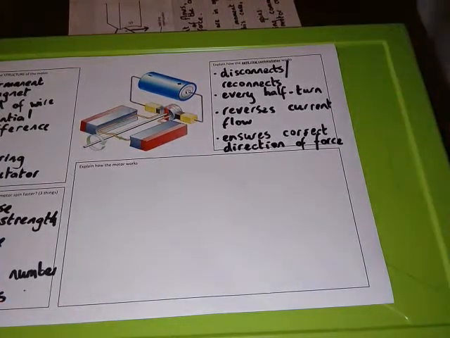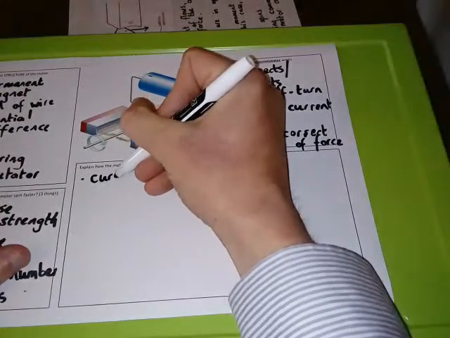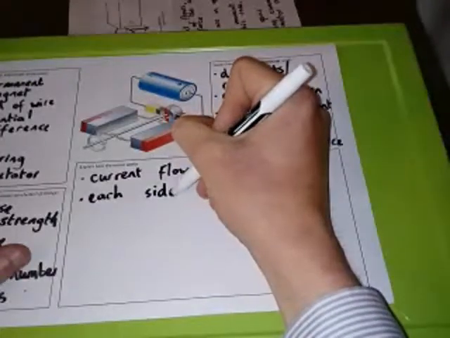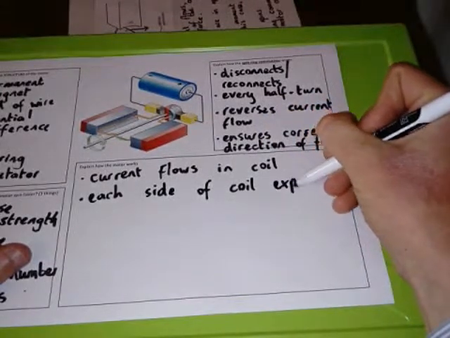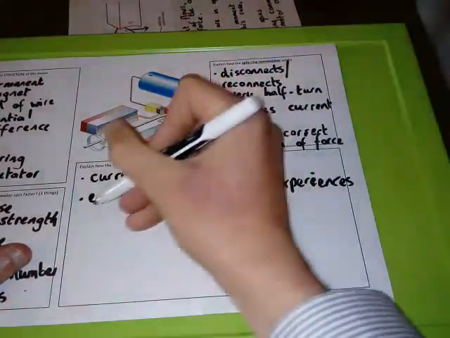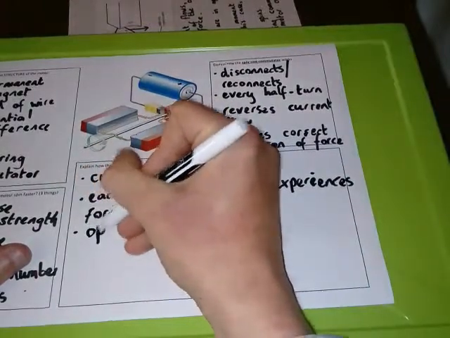Again, there may be detail you wish to add from what I've just said, and feel free to add that detail. And then the last box, explain how the motor works. Well, it's essentially about what we wrote before. So we can say that a current flows in the coil, which experiences a force. Important to say, I think, that that force is in opposite directions.